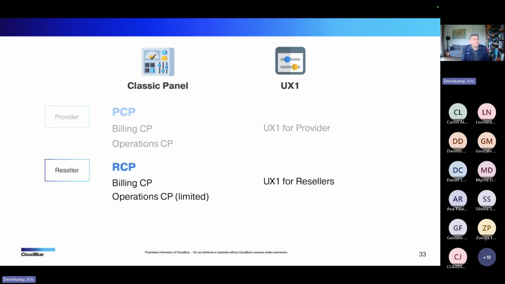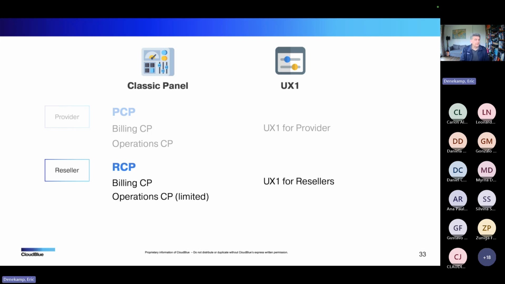So for provider, here we have different scenarios. For classic panel, we have what we call the PCP, or provider control panel. And here you see that we have an operations control panel and a billing control panel. Those are the 2 workspaces that I talked about earlier. And we've got UX1. UX1 for provider is there. We also have a similar scenario, UX1 for resellers.